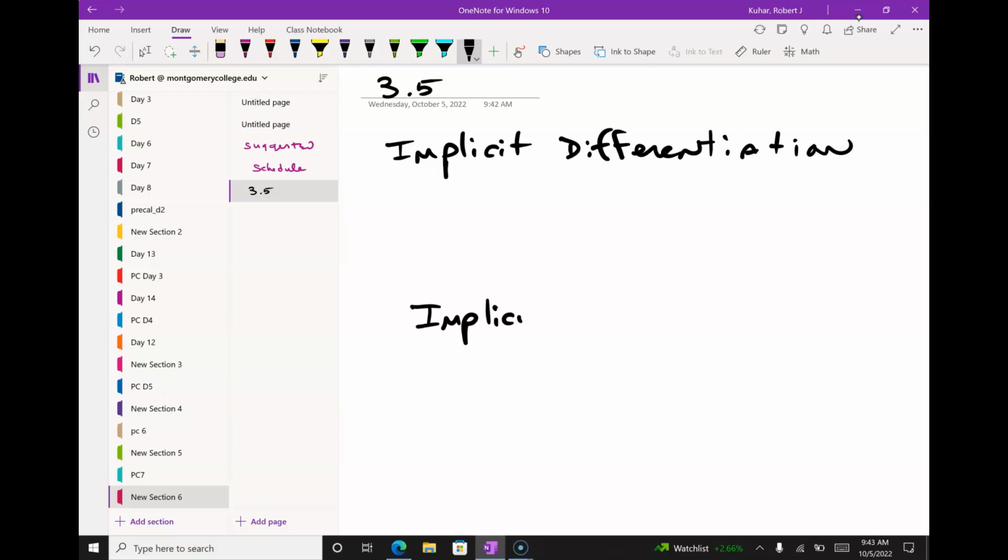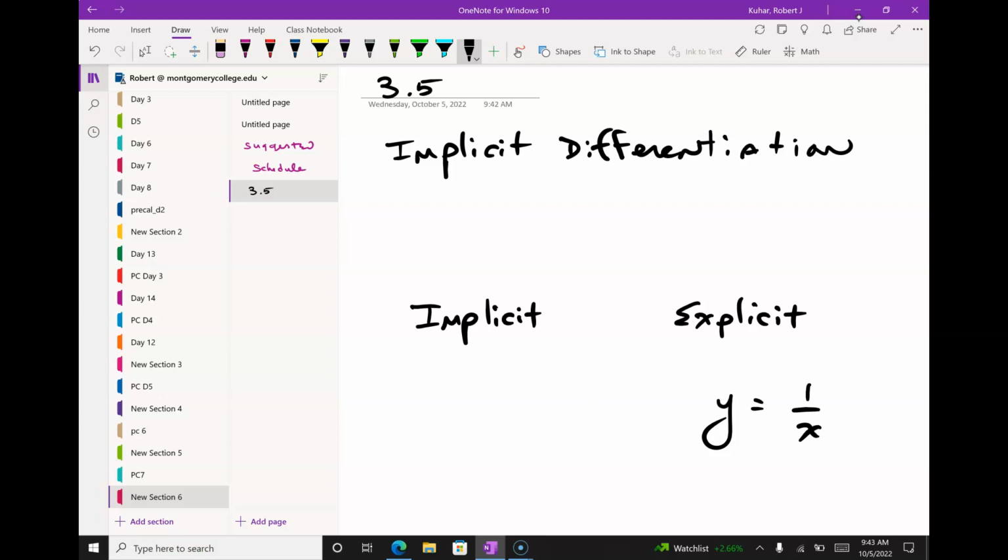Implicit and explicit are kind of two ways that we see functions written down. So explicit is y equals 1 over x. What am I noticing there? Y is isolated, x's are isolated, right? When I'm talking explicit, which is everything we've had so far, there's no crossover.